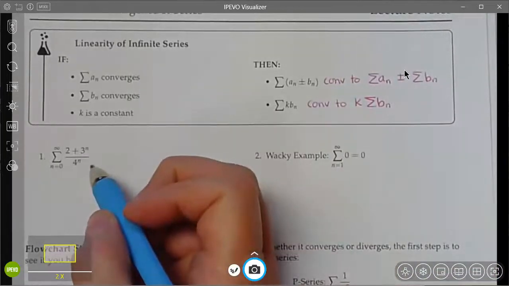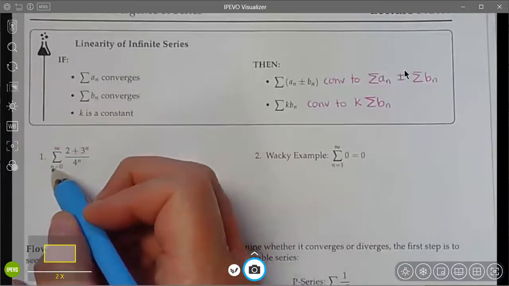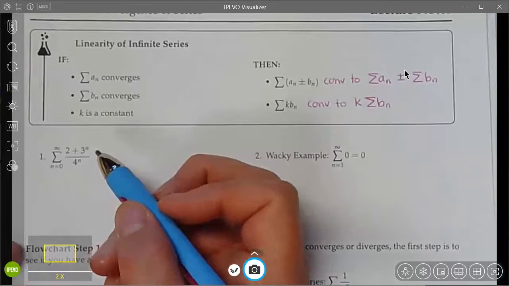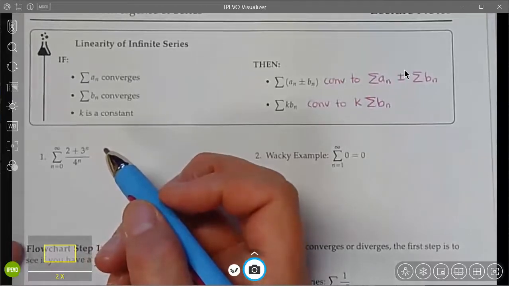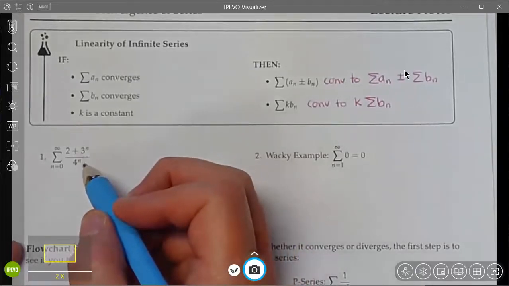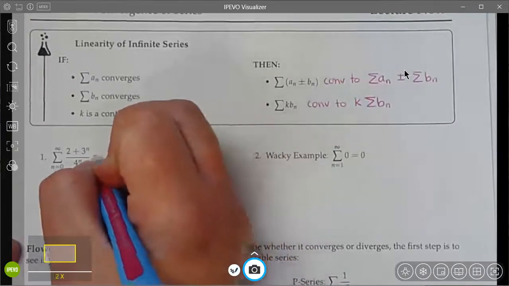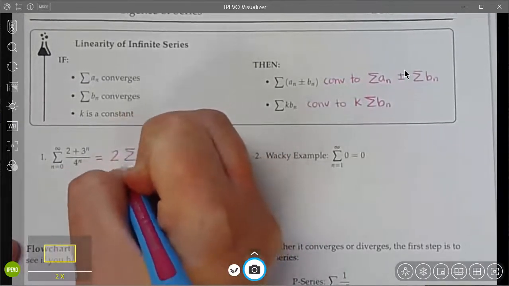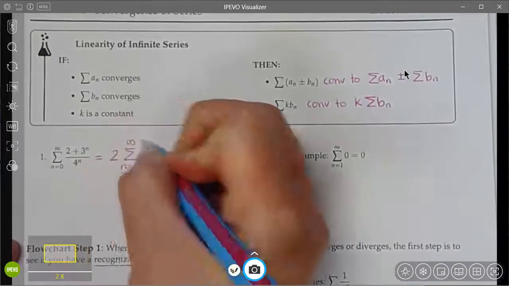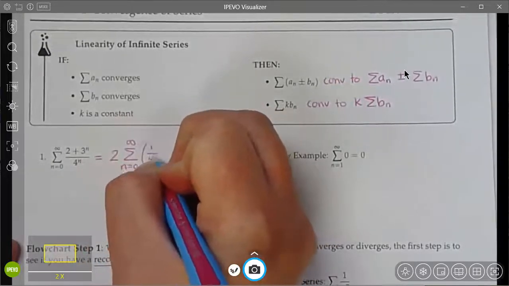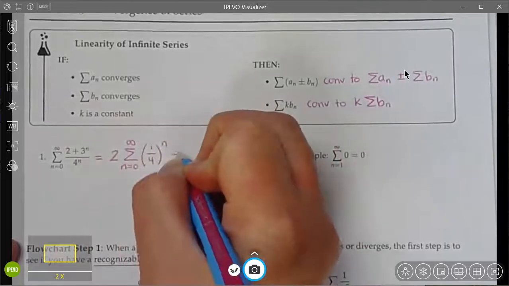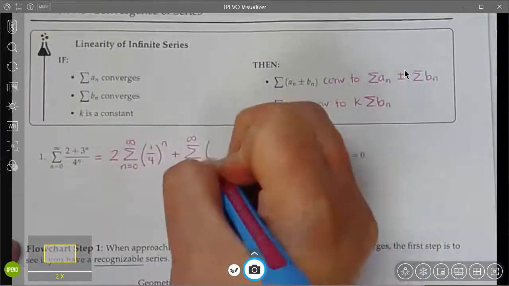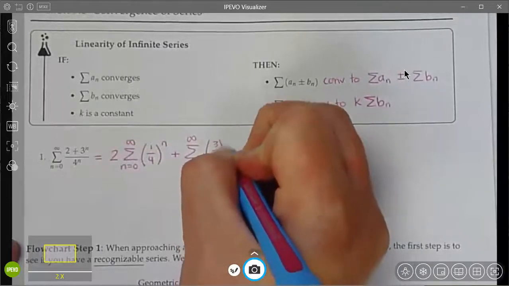All right, so let's look at an example. I have this series n equals 0 to infinity of 2 plus 3 to the n over 4 to the n. What I'm going to do is split this into two series or two fractions. And so I get that 2 is a constant I can pull out in front. I have this series of n equals 0 to infinity of 1/4 to the n plus the series n equals 0 to infinity of 3/4 to the n.